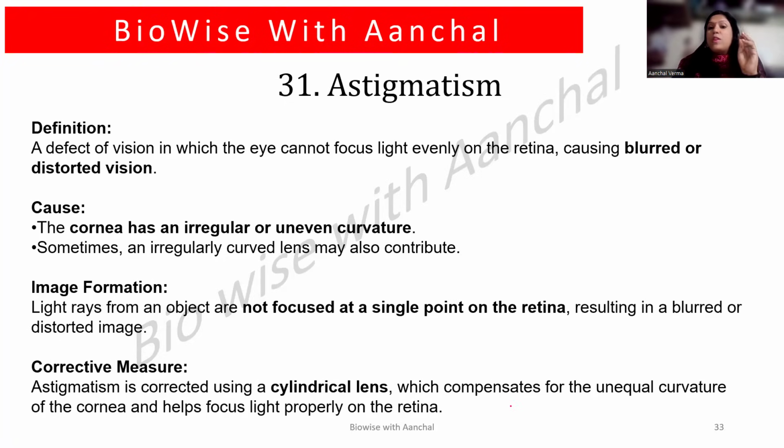This problem happens when you have lines, like you have 4 vertical lines and 4 horizontal lines. So maybe a person suffering from astigmatism can see a few lines only properly. So light rays of an object are not focused at a single point on the retina, resulting in a blurred or distorted image. Astigmatism can be corrected by using a cylindrical lens.